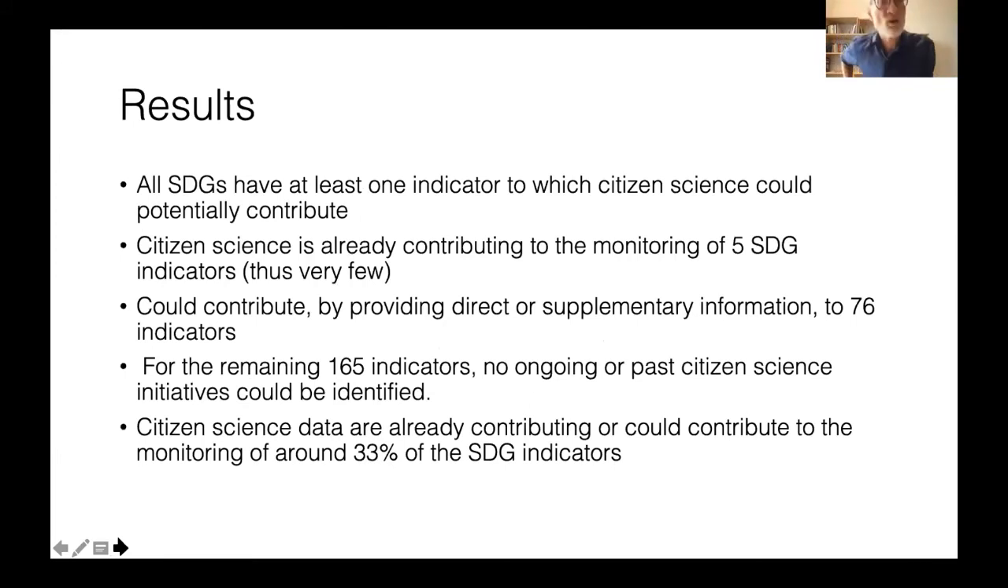So the results then is that all SDGs actually have at least one indicator to which citizen science could potentially contribute. That is the evaluation of the authors. And citizen science is already well contributing to the monitoring of 5 SDGs, which is actually very few then, but I will go through them with you later. It could contribute by providing direct and supplementary information to 76 of them. And for the remaining 165, there were no ongoing or past citizen science initiatives that could be identified. So then they have also made this result in the percentages of that citizen data are already contributing or could contribute to the monitoring of around 33 of the SDG indicators then.